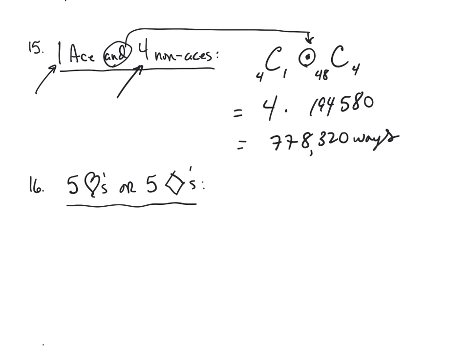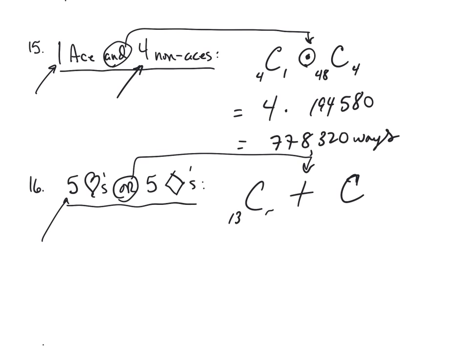Okay? My number 16, again, multiple events, but this time with the connecting word or, and the operation we perform when we have the connecting word or is addition. All right? And so what we're going to do is count up the number of ways we can pick 5 hearts, and the number of ways in which we can pick 5 diamonds. All right? How many hearts are there in a deck of cards? 13, and we're being asked to select 5 of them. How many diamonds are in a deck of cards? 13, and we're being asked to select 5 of them.